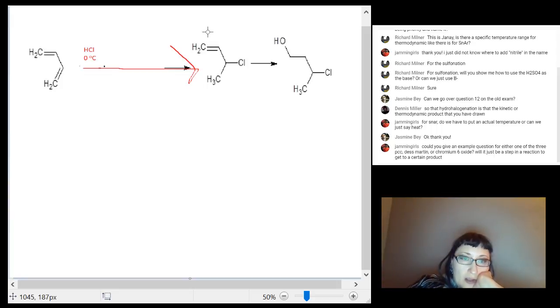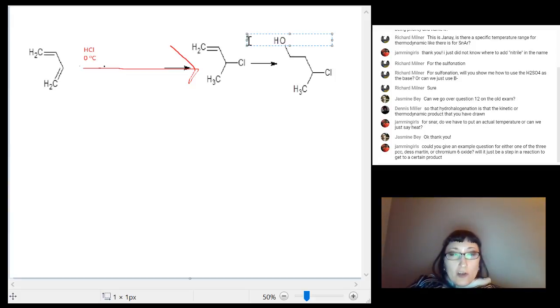And then the next reaction condition is an anti-Markovnikov addition of water, so anti-Markovnikov hydration, so that's the hydroboration reaction. So BH3, tetrahydrofuran is always the solvent for that. That would be your first set of steps. And then your second set of steps would be H2O2 and hydroxide.